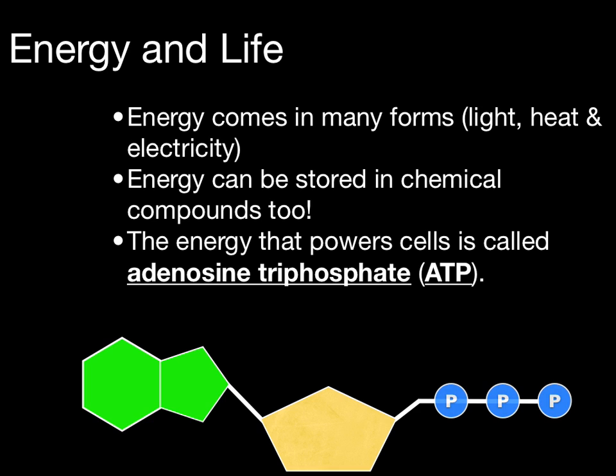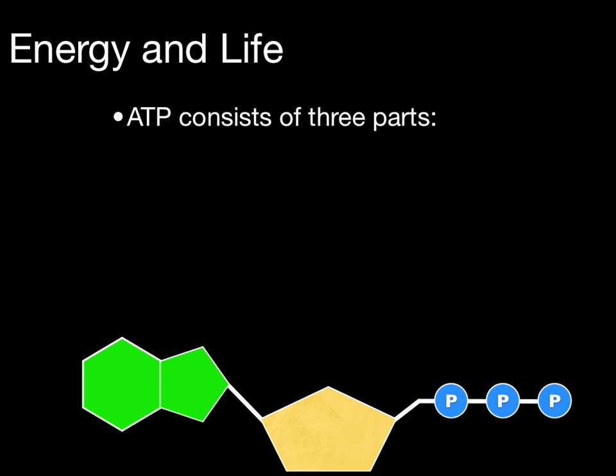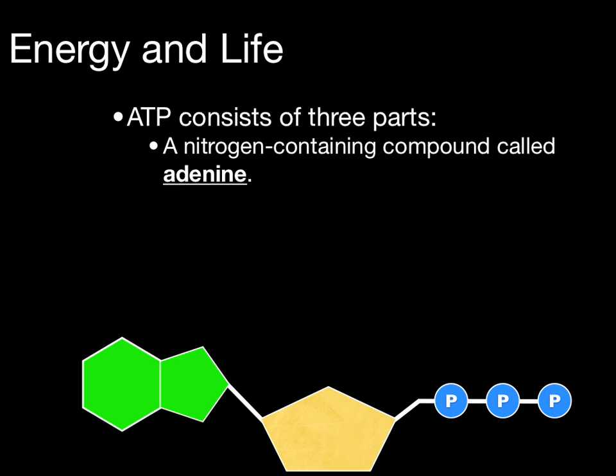The large green area on the left side of the screen is a nitrogen-containing compound called adenine. In the middle, the yellow pentagon is a 5-carbon sugar called ribose. On the end, the 3 blue circles represent 3 phosphate groups. That's where it gets its name, triphosphate, from. Again, this word is adenosine triphosphate, and this is the currency that our bodies use to power the cells and all of the functions that make our bodies sustain life.